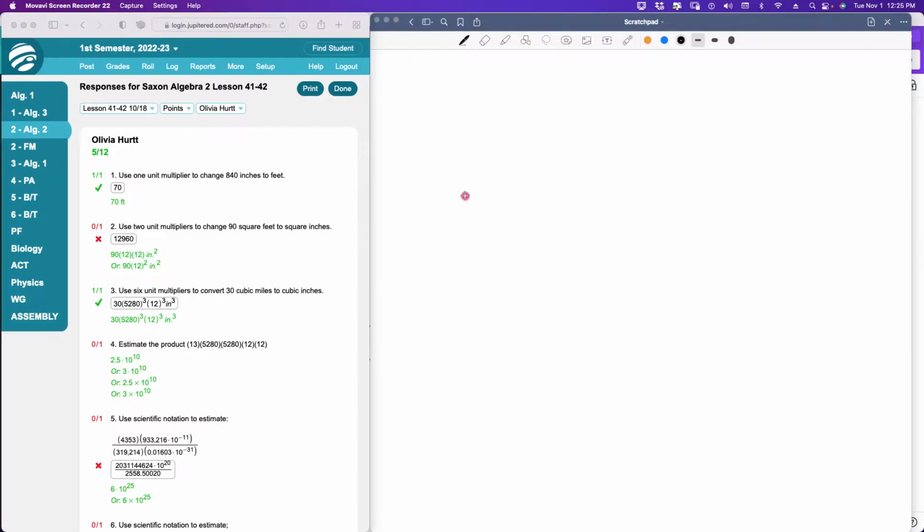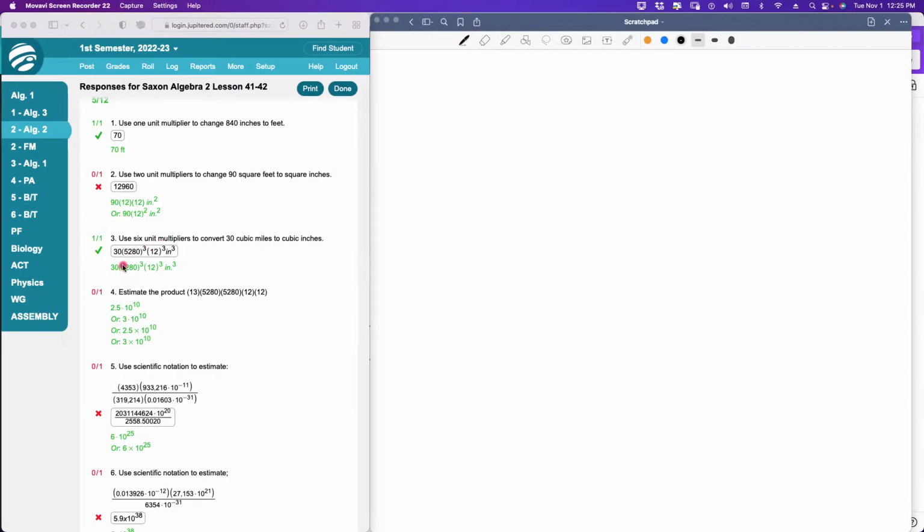I want to go over this with you. It looks to me like you understand how to do these. For whatever reason, you just did not put it in the right format here. And also, this was originally marked wrong.